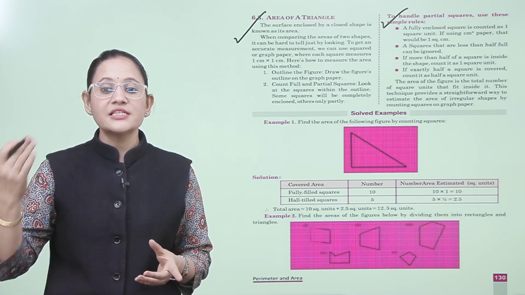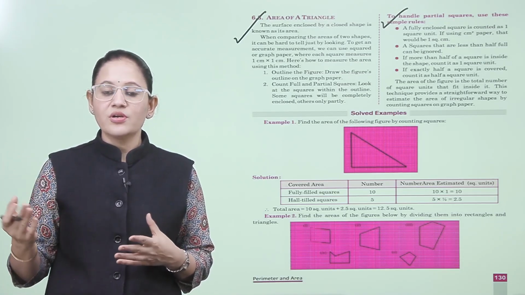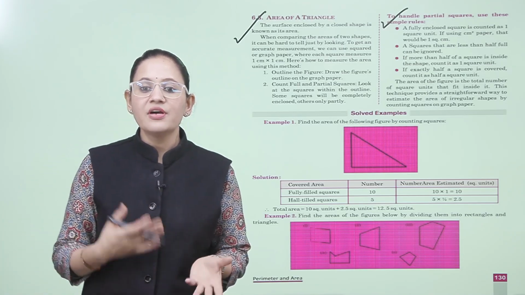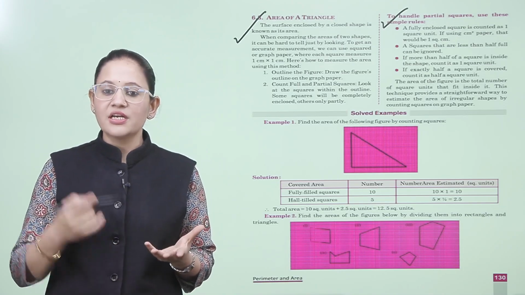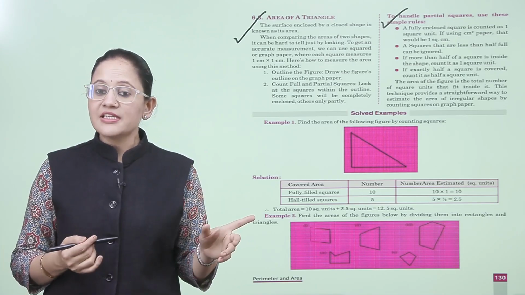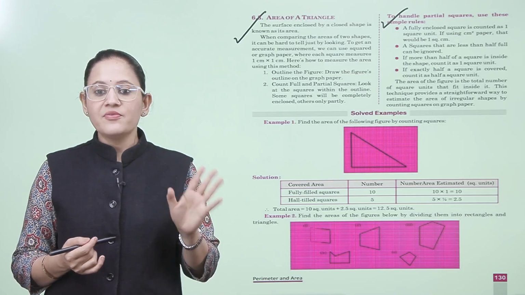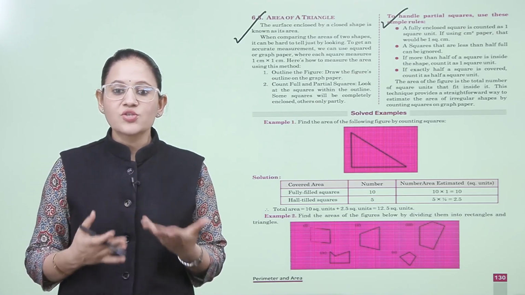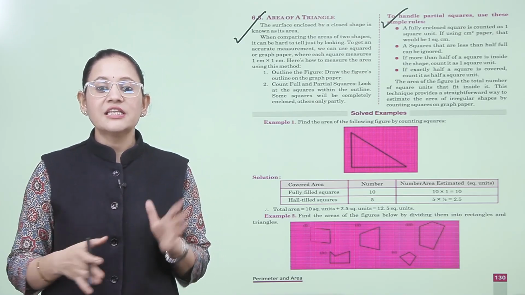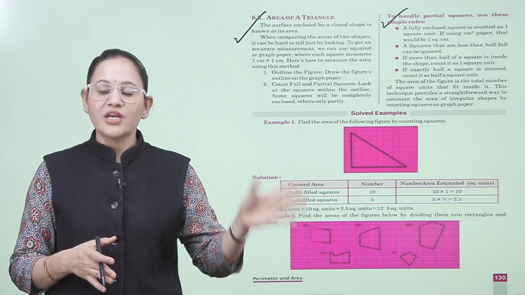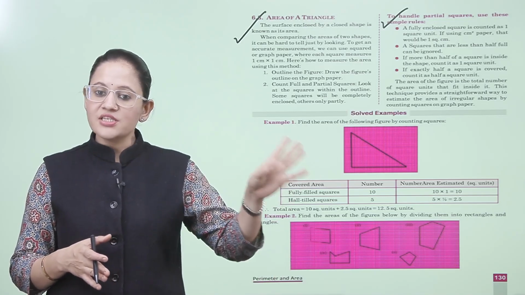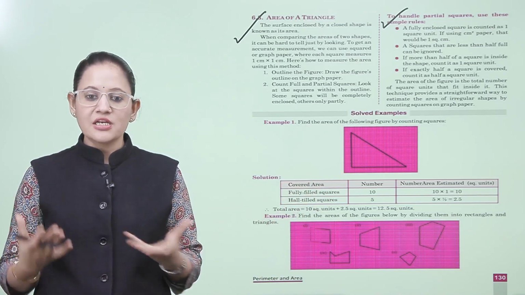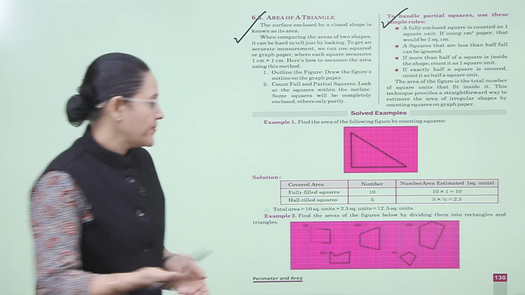A square that is less than half full can be ignored. If more than half of the square is inside the shape, count it as 1 square. If it is exactly half covered, count it as half a square unit. So the area of the figure is the total number of square units that fit inside it. This technique provides a straightforward way to estimate the area of an irregular shape by counting the number of squares on the graph paper. So this technique is generally used for irregular figures.